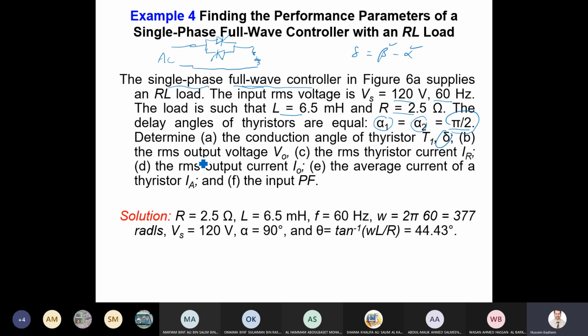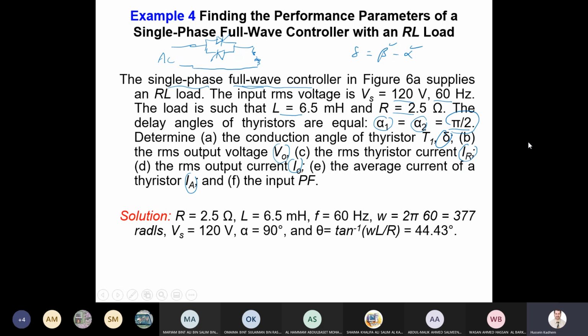Now, the RMS output voltage. Do I have a formula? Yes, I have a formula for this. The RMS thyristor current, I have a formula. The RMS output current, I have a formula. Average current of thyristor, great, everything is given to me. You see here?